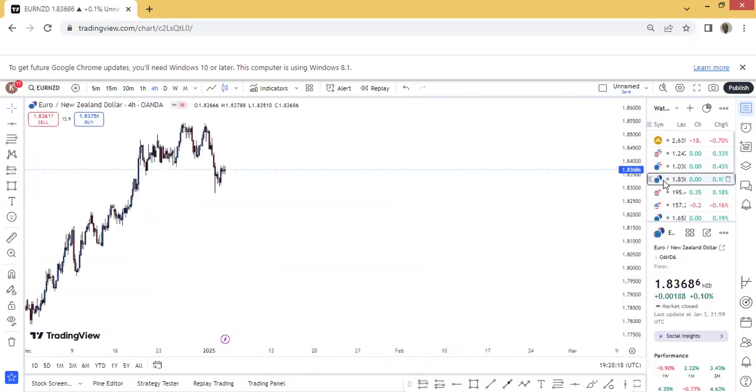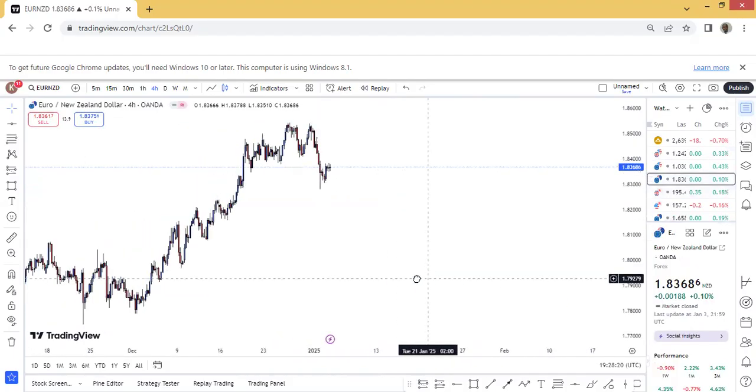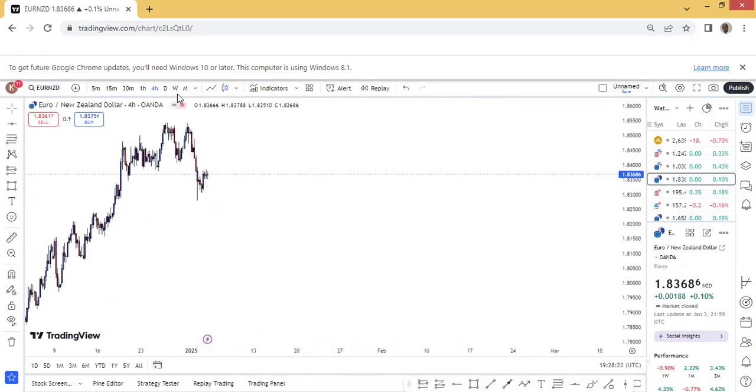The next pair that we'll look at is Euro-NZD.